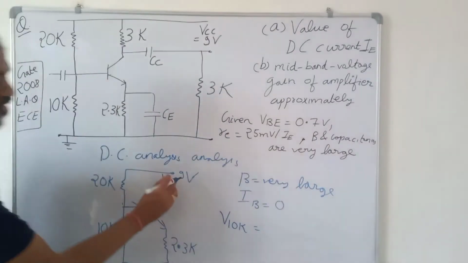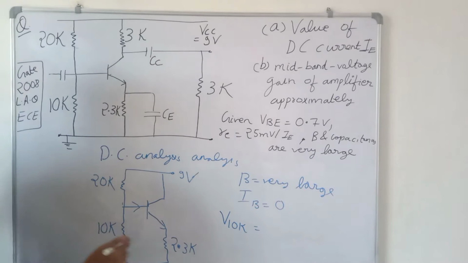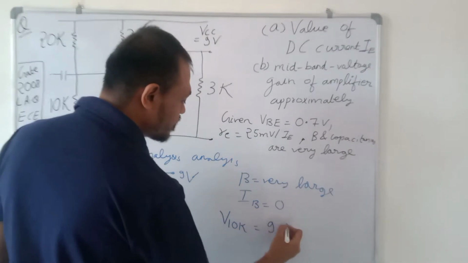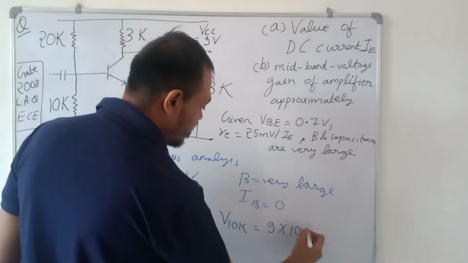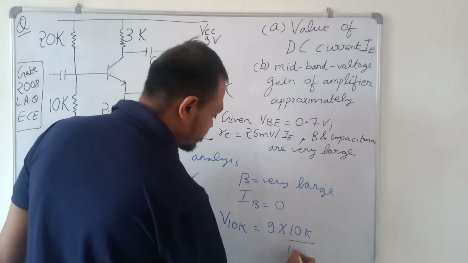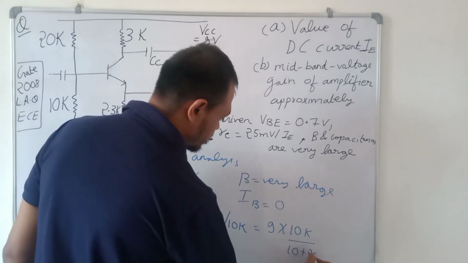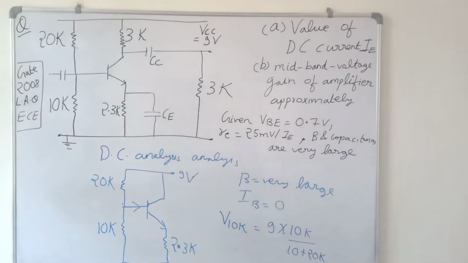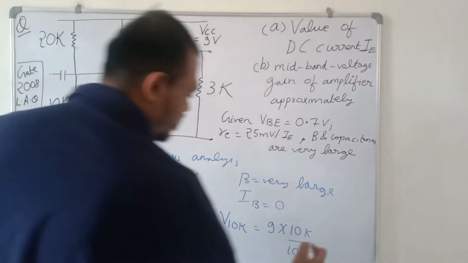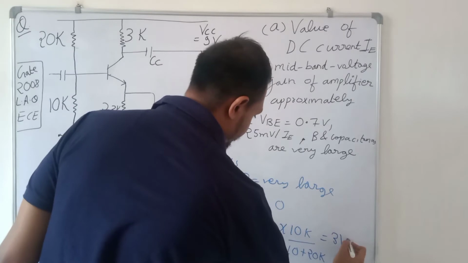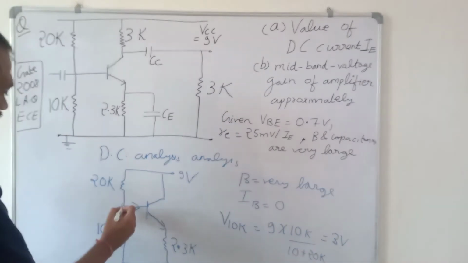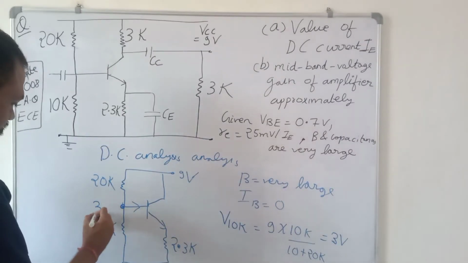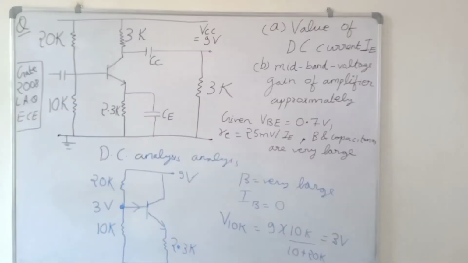So the voltage across the 10k resistor, by voltage divider rule, this is 9 volt, will be equal to 9 into 10k upon 10 plus 20k. So this will be equal to 3 volt. So this voltage we have found out to be 3 volt. This is the voltage across the 10k resistor.